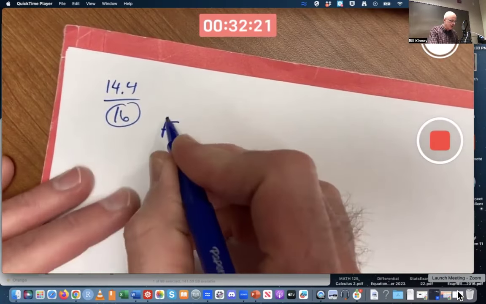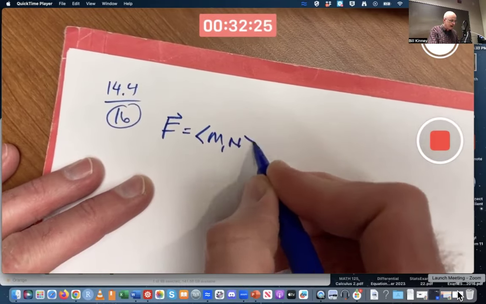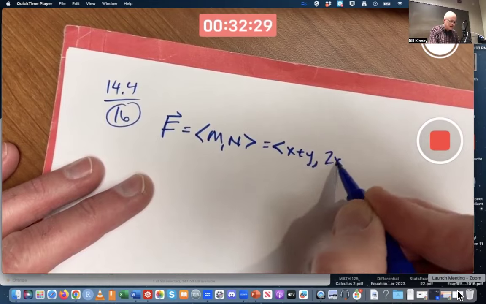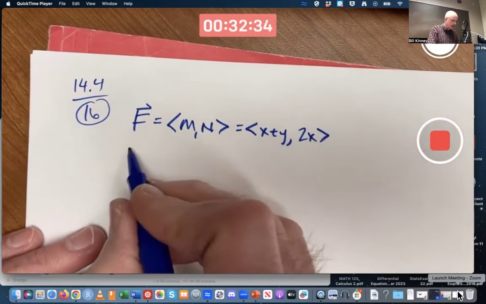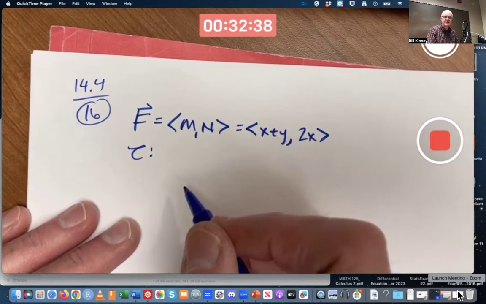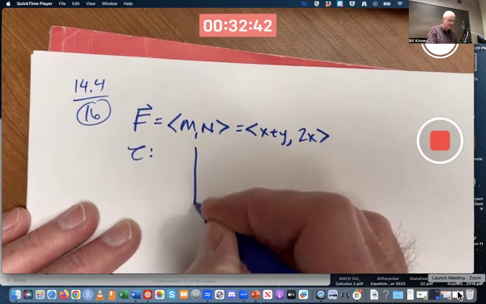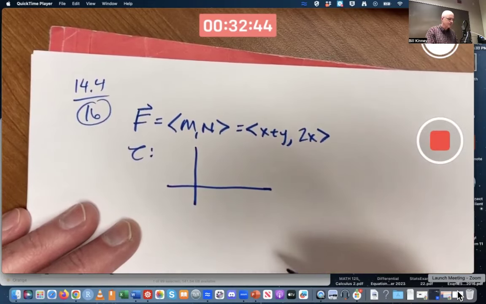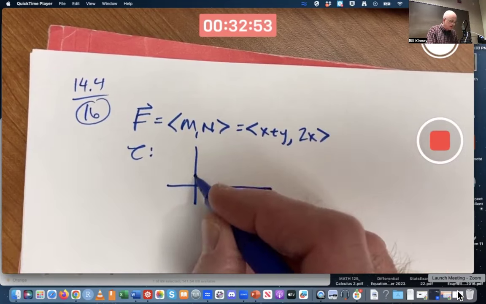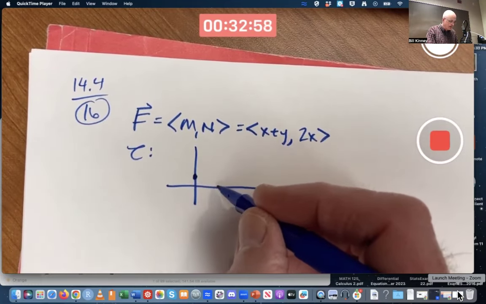The vector field has components M and N. What are M and N? They are x plus y and 2x. The curve C is initially described geometrically instead of giving a parameterization, so we've got to figure out the parameterization. If you look in the book, it says C starts at (0, 1), follows a parabola to the point (3, 4).